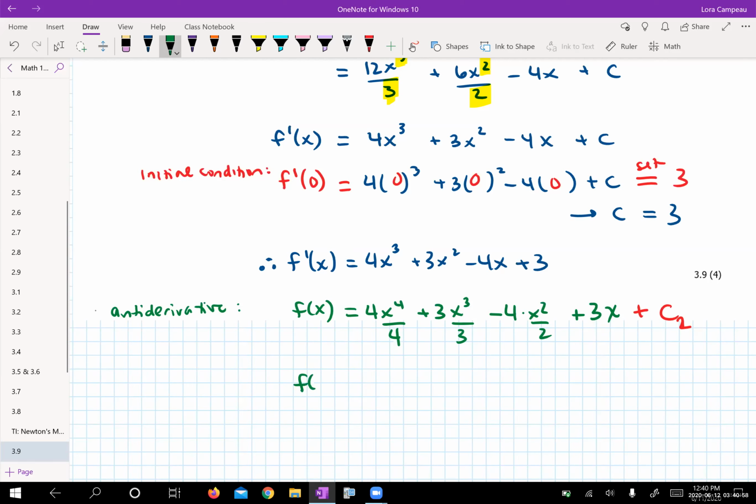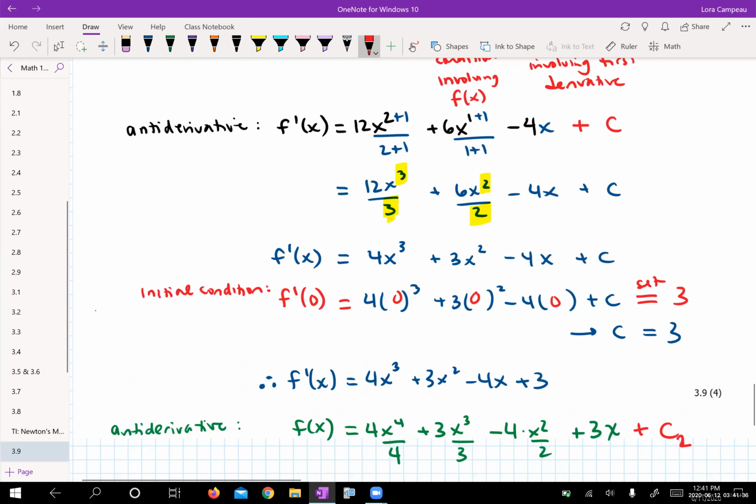Before I try to approach the initial condition given, I want to see if I can simplify any further to make life easier. And it appears that the 4's divide out, the 3's divide out, 4 and 2 reduce. So I have a somewhat nicer function, and I still have plus C2. But now I'll take that initial condition that applies to my function. And that initial condition, I have to look back. That was f of 0 equals 0.